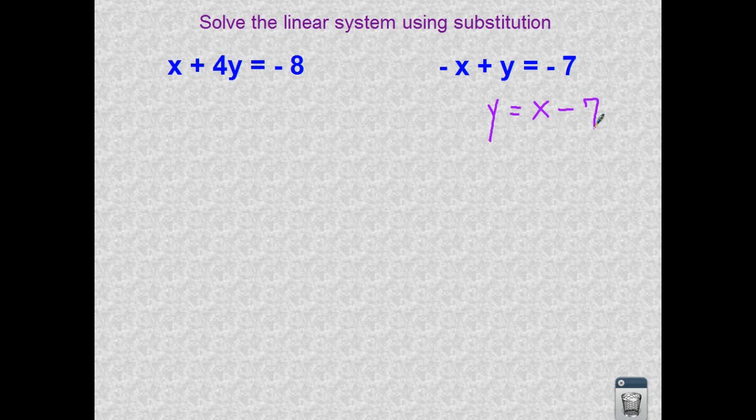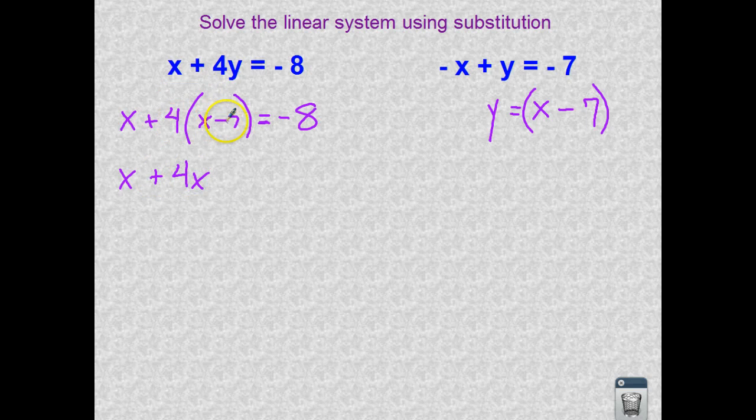And now we are going to substitute y is equal to this quantity of x minus 7. So we have x plus 4 times, so let's substitute in our y value. Our y value is x minus 7, and that should be equal to -8. All right, distributive property, 4 times x and 4 times -7. Okay. X and 4x is 5x.